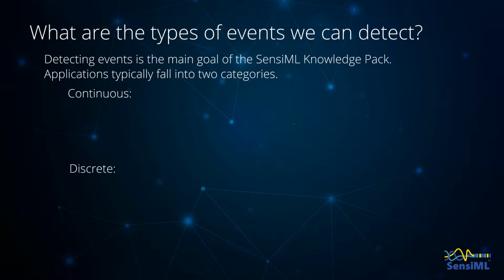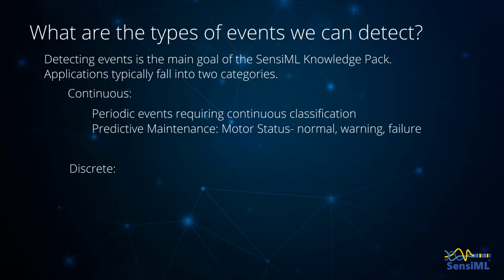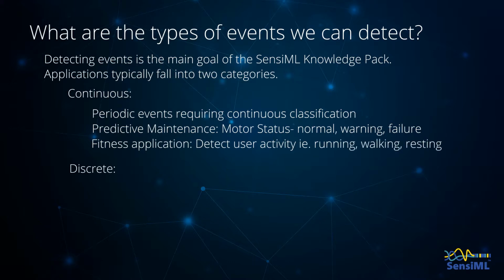Continuous events are events that happen over longer, gradual periods of time. Think of them like you're looking for the current status of the device. An example of this includes a motor status sensor. In this example, the sensor will detect a normal, warning, or critical failure status. Another example is a fitness wearable device. You may be looking for the user's activity status: running, walking, or resting.